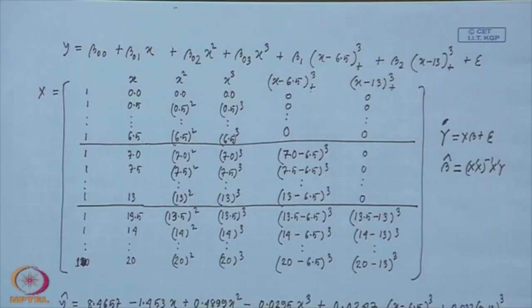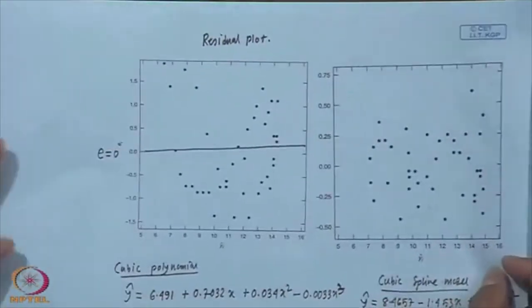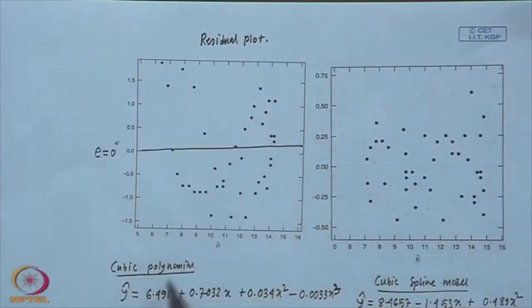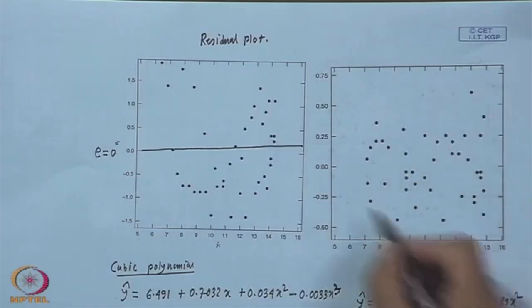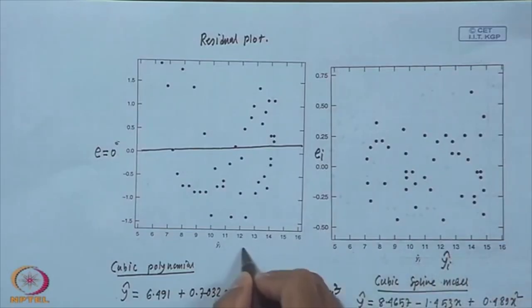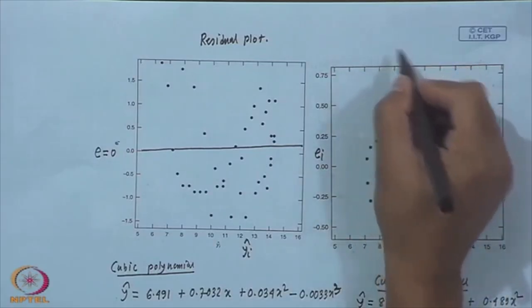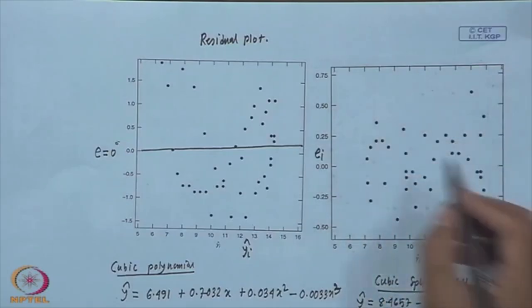Now, to check whether the cubic spline is better than the cubic polynomial fit, we again go for the residual plot. Here is the residual plot for the simple cubic polynomial, and here is the residual plot for the cubic spline model. This is again e_i against y_i hat, the estimated response.